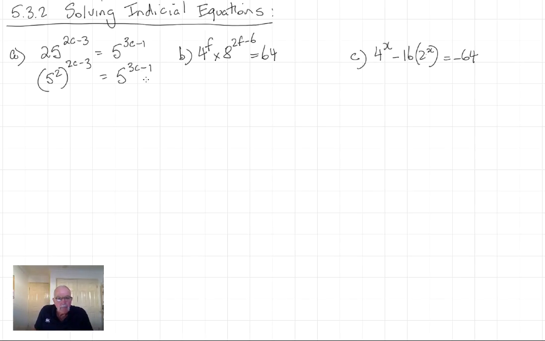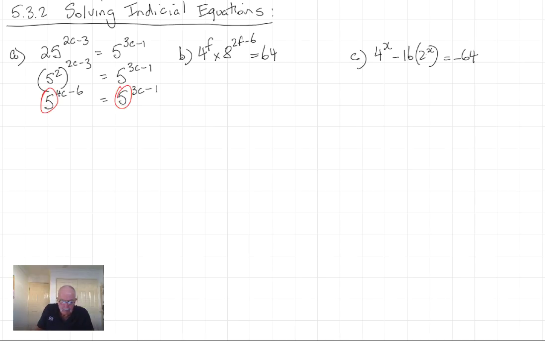If we cast our mind back to the laws of indexes, when you raise a power to another power, you multiply the indices. So that'll be 5. Now 2 times 2c is 4c, and 2 times negative 3 is negative 6. So we get 5 to the power of 4c minus 6 equals 5 to the power of 3c minus 1. We now have the same base.